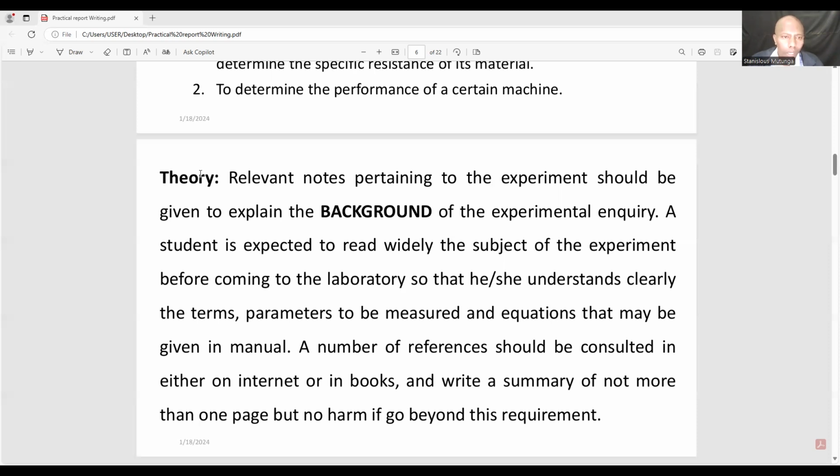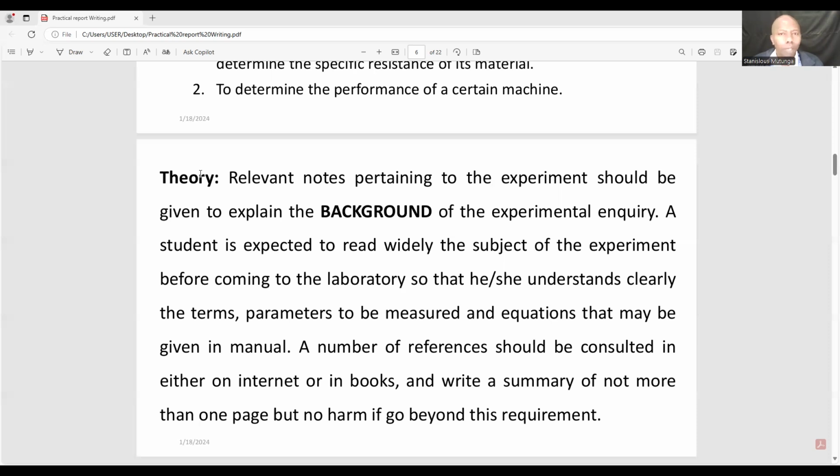At this stage of the experiment or report, you're not supposed to rely on one reference. A number of references should be consulted, either internet or books. Since our research has advanced to a very high level, almost everything has been done and it's online. Mostly we use other people's publications to be in a position to advance our research methods, our research ideas, our research knowledge.